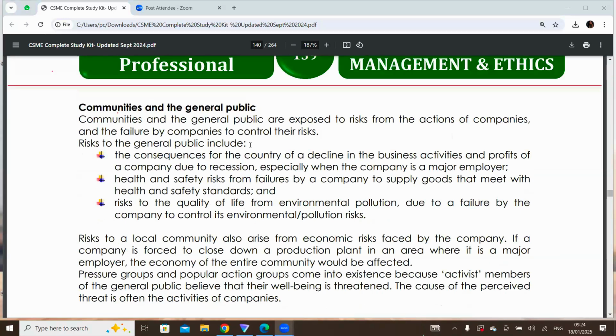The consequences for the country of a decline in the business activities and profit of a company due to recession, especially when the company is a major employer. Number 2, health and safety risks from failures by a company to supply goods that meet the health and safety standard. Number 3, risks to the quality of life from environmental pollution due to a failure by the company to control its environmental pollution risks.